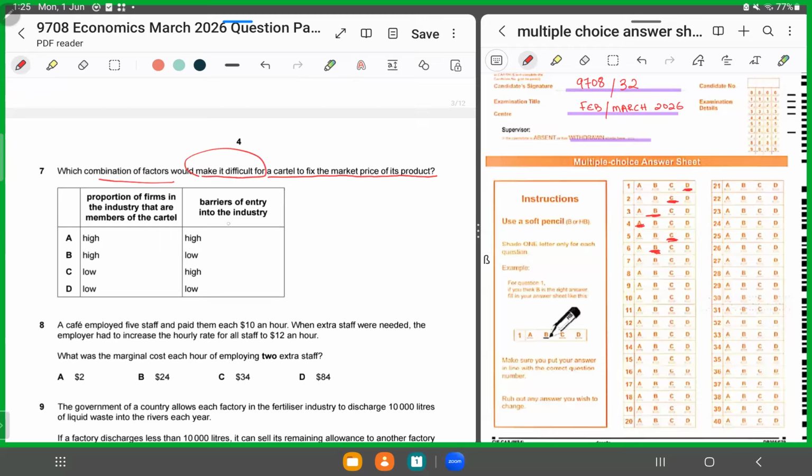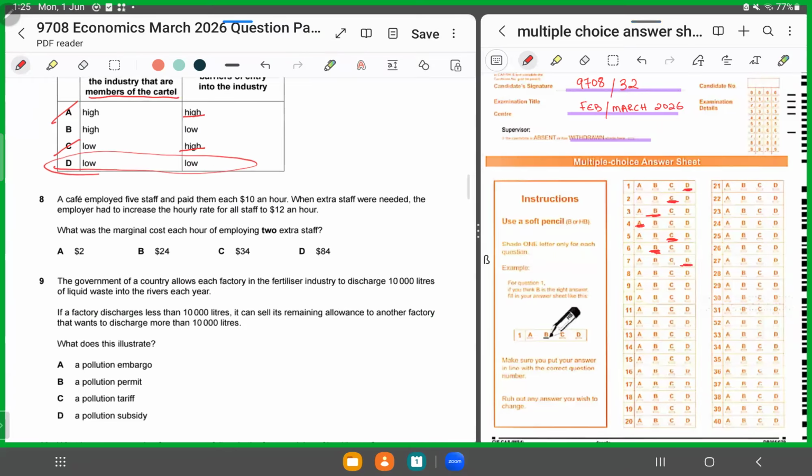Should the barriers to entry be high or low? If the barriers to entry are high, it would make it easy. So this means the barriers to entry must be low. So we'll chop A and C because they both talk about high barriers. What about the proportion of firms in the industry that are members of the cartel? If there are more members, it would be easy. That means the members are fewer, so the strength would be weak. So there are fewer members and low barriers to entry, which would put them in a weak position to fix the price. So for 7, we'll shade in D as the correct answer.